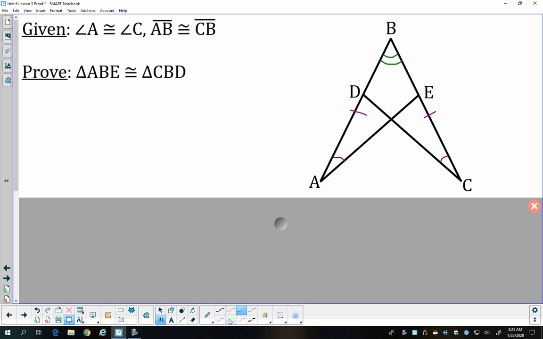So it looks like if I outline this triangle, ABE, I have an angle side angle scenario. Same is true if I outline this triangle, CBD, angle side angle. So I'm going to show these two triangles are congruent by angle side angle.